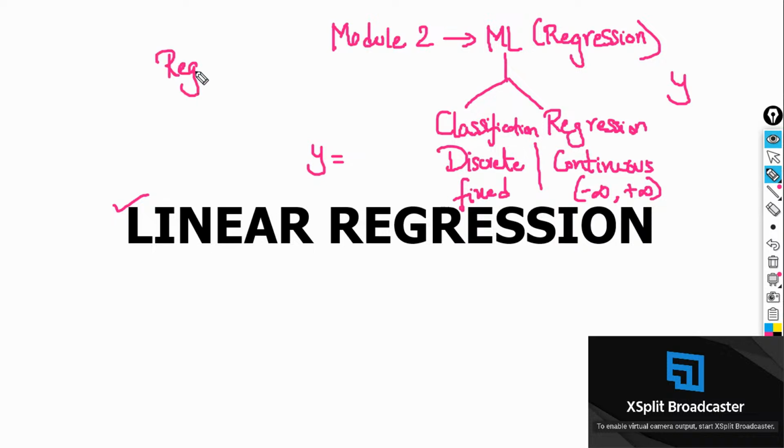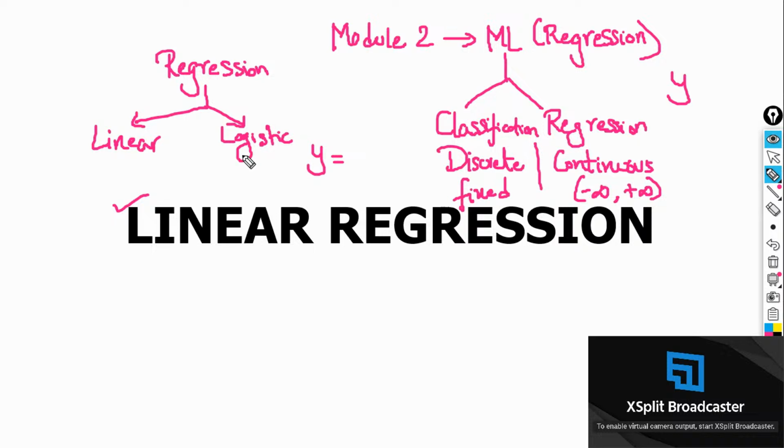Okay, so this regression is again classified into two types. It's not exactly two types. We have many regression algorithms. Out of all the regression algorithms, the widely used regression algorithms are linear and logistic. Okay, linear and logistic. So, with respect to this module 2, machine learning algorithms, in which we are going to complete regression, we will understand what is linear regression and what is logistic regression.